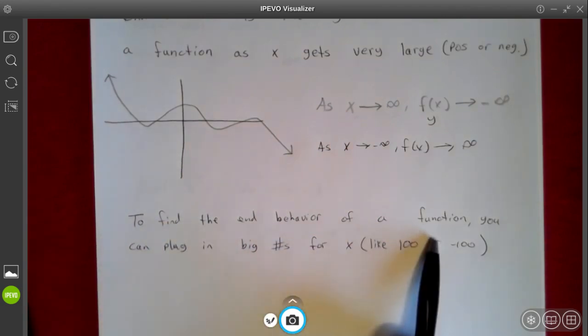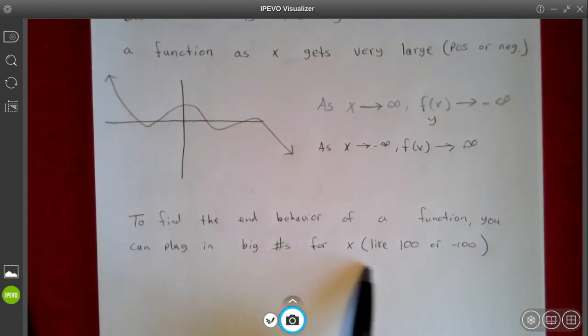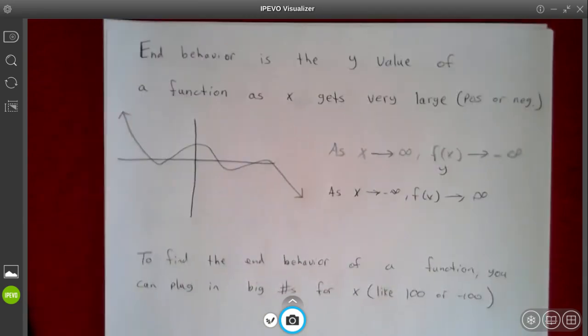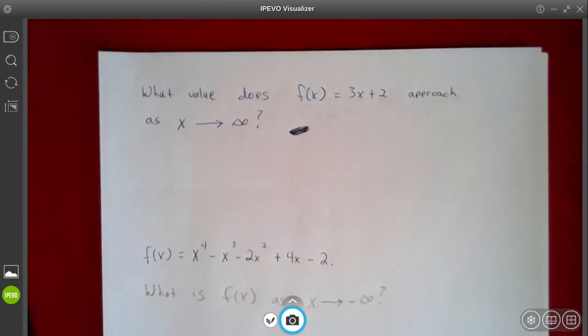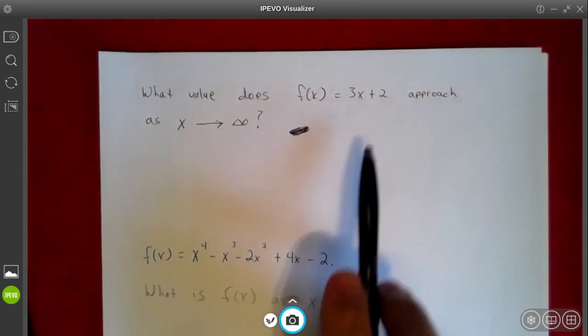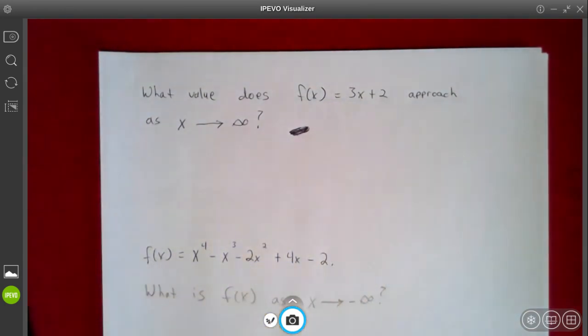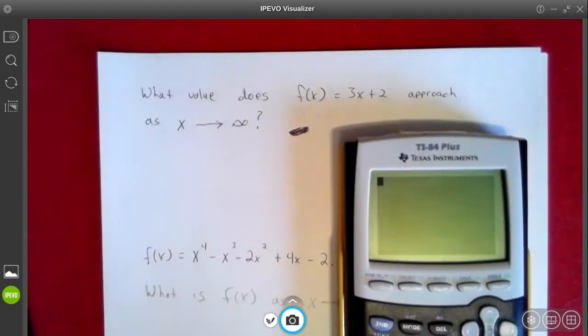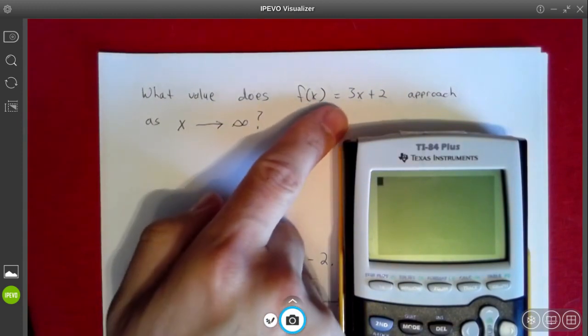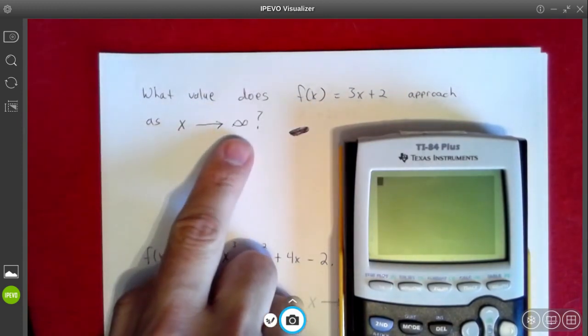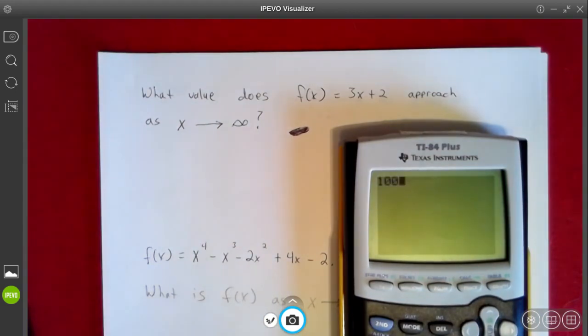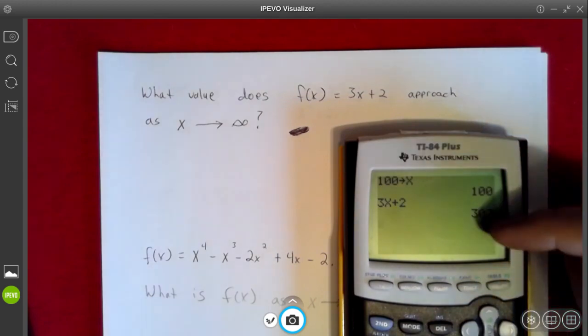But to find the end behavior, what you can do is just plug in a big number for x, like 100 or negative 100. I'll show you what I mean. We'll do that for this example. Okay. So I'll graph it here in a second so you can see what the graph looks like. But let's answer the question without doing that. Okay. So what is the value of the function as x approaches really big numbers? So if I just take 100 and plug that in for x, of course it's just going to be 3 times 100 plus 2, and you get 302. Okay. Notice that it's positive 302.